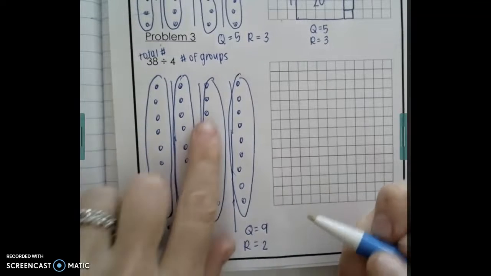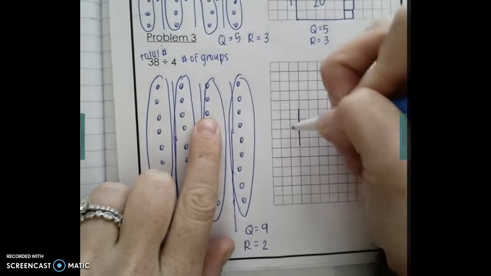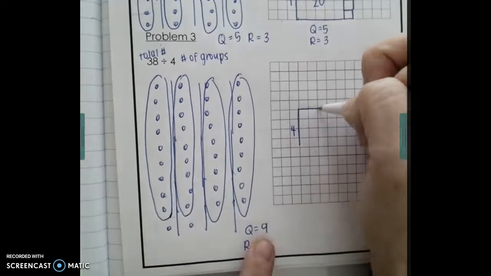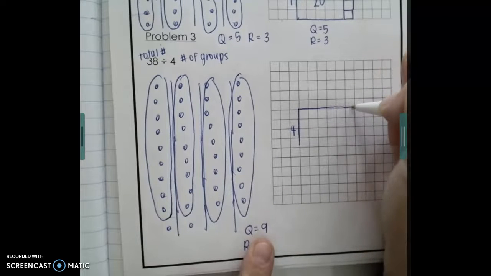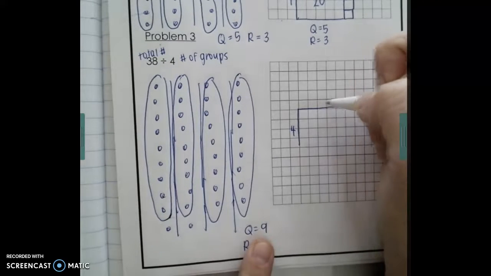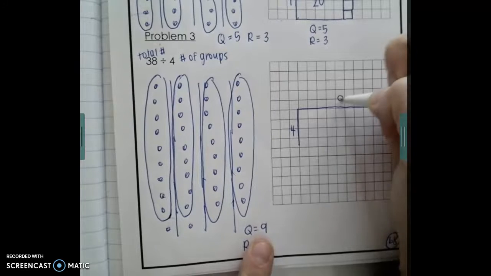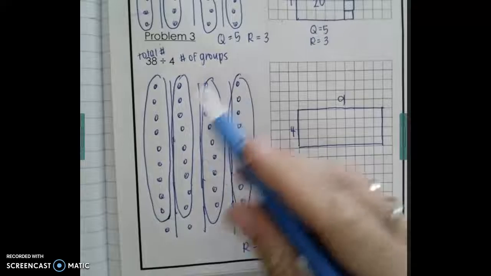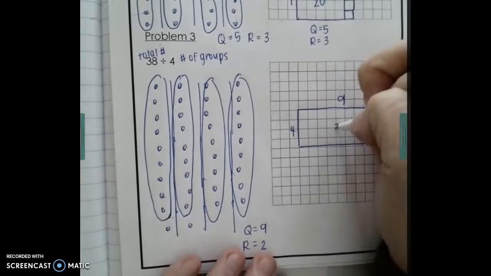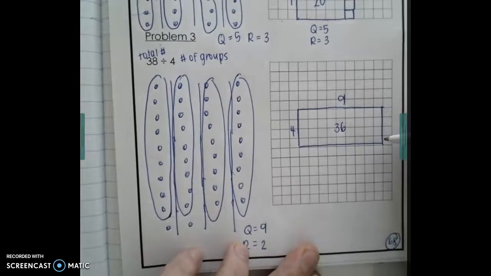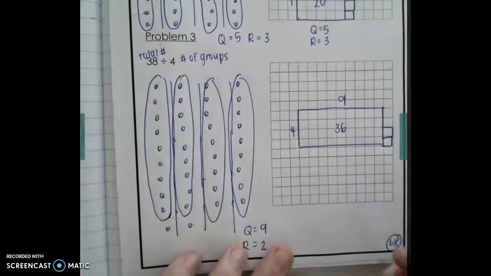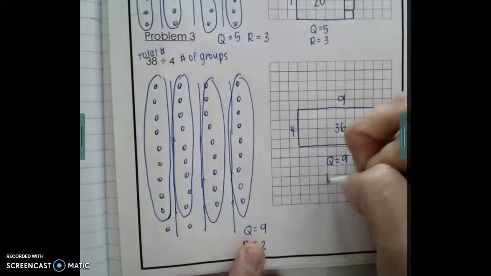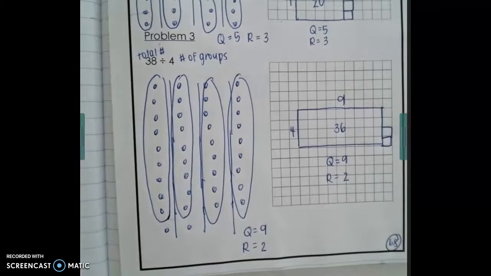So let's draw a picture of this. I'm going to draw my 4 on the side, 1, 2, 3, 4. And then 9 across is what we got in our group. So 1, 2, 3, 4, 5, 6, 7, 8, 9. Which got us to, if you count your boxes, 9 times 4 is 36. Then we have those 2 left over, 1, 2, which is 36, 37, 38. So our quotient was 9. Our remainder is 2. So hopefully you got that on your own.